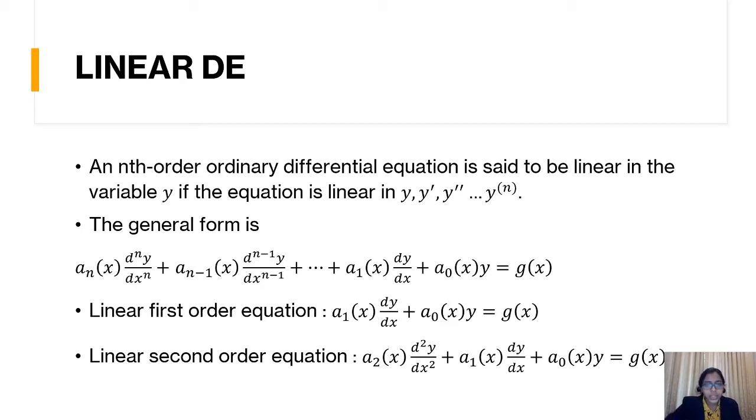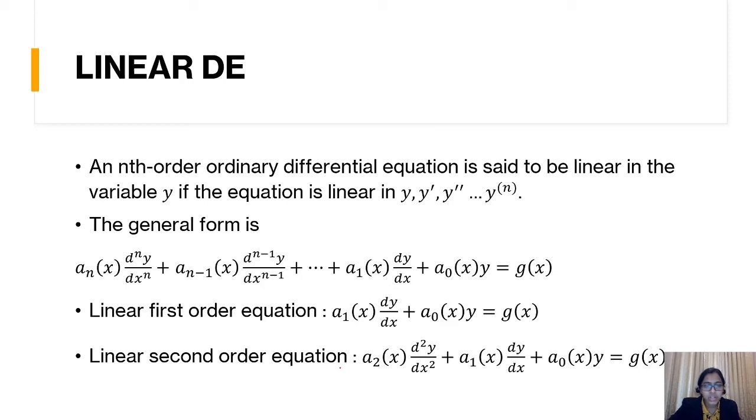The next two points are ones we will be using often. That is the linear first order equation and the linear second order equation. The linear first order equation is of the form a1 of x into dy by dx plus a naught of x into y equal to g of x. Here dy by dx and y both have power 1, and a1 and a naught are the coefficients, and they depend only on x.